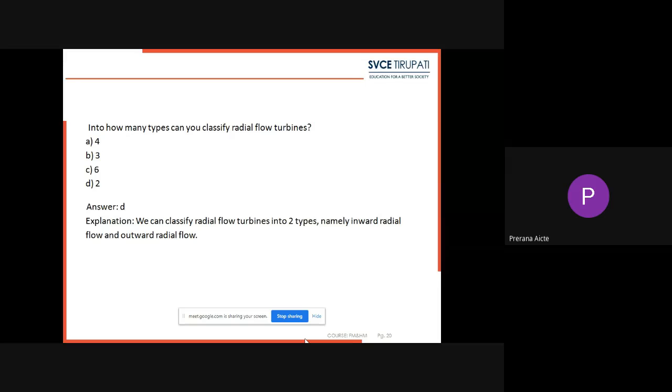Next one, in how many types can you classify the radial flow turbines? Two types. We can classify radial flow turbines into 2 types, namely inward radial flow turbine and outward radial flow turbine. Next one, into how many types can you classify the turbines on the basis of head at inlet? We can classify it into 3 types based on the head at inlet. Those are high head, low head, and medium head.